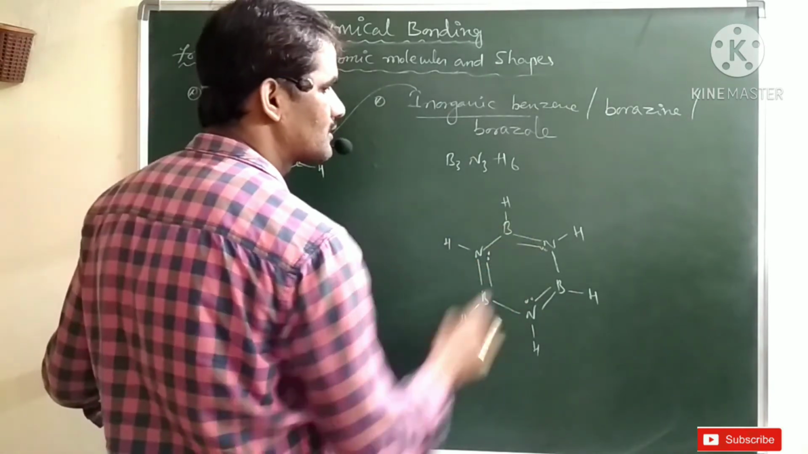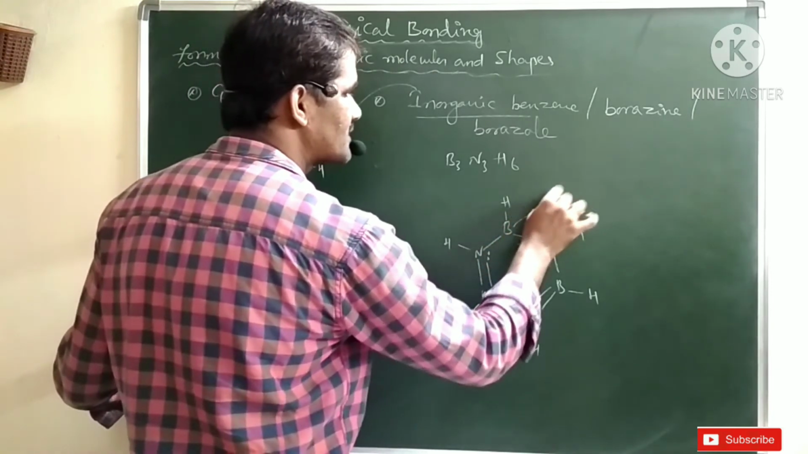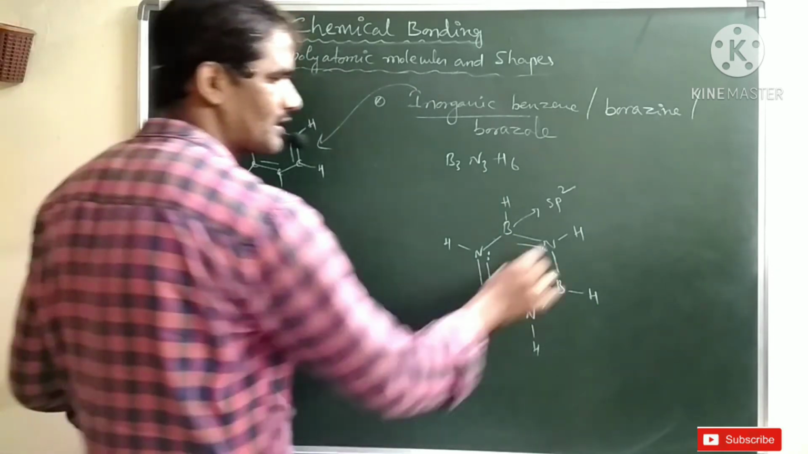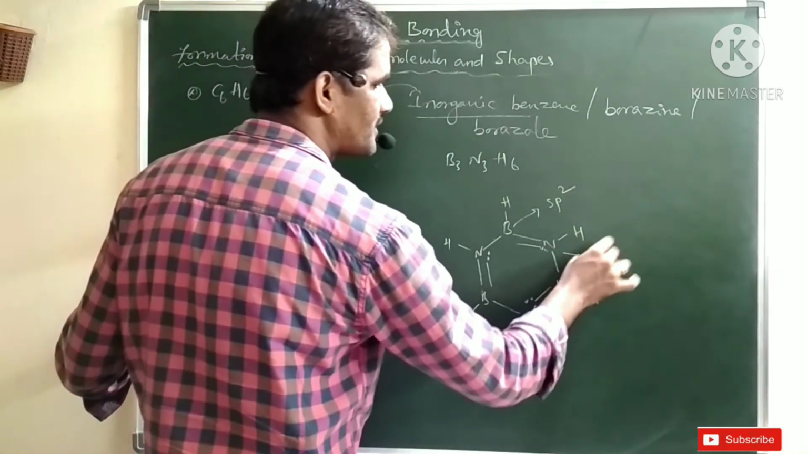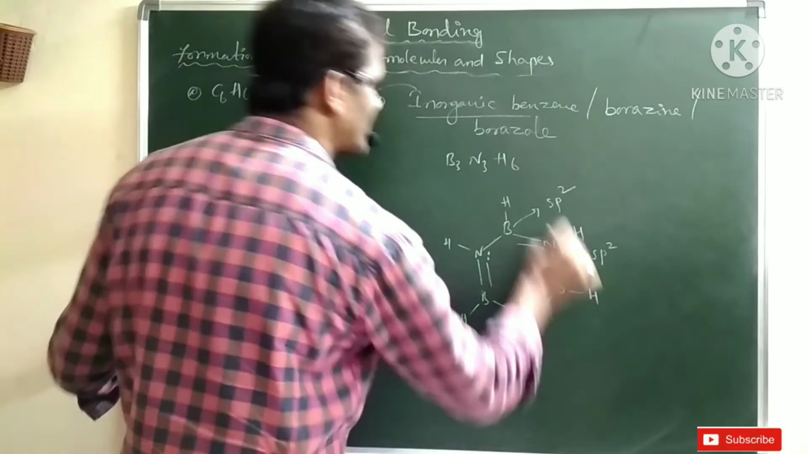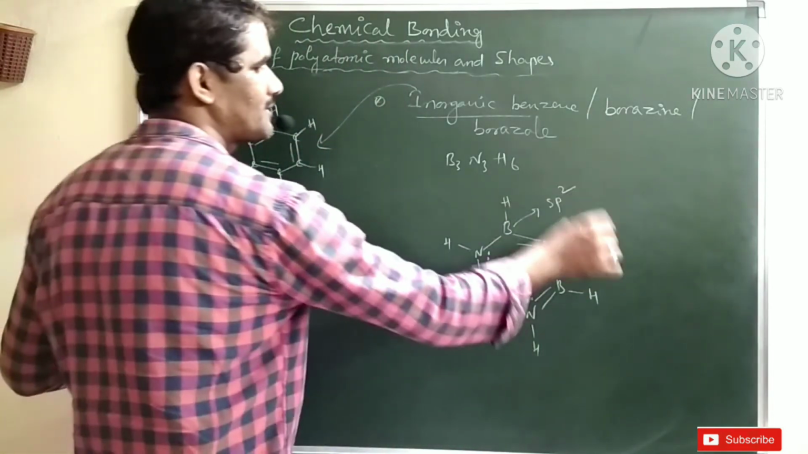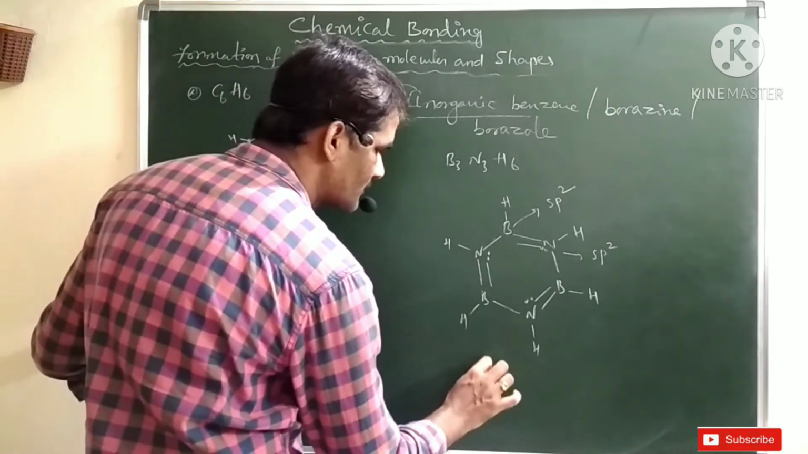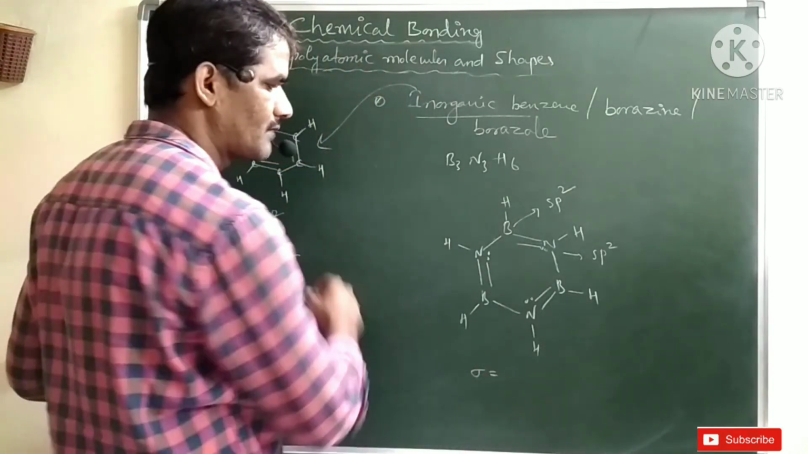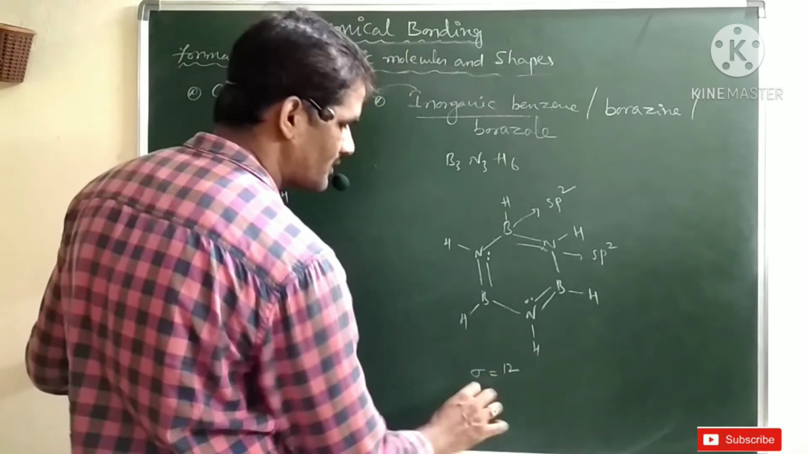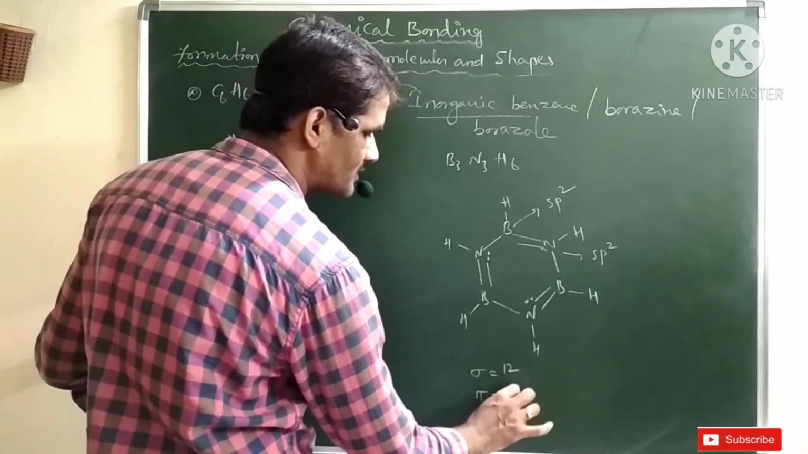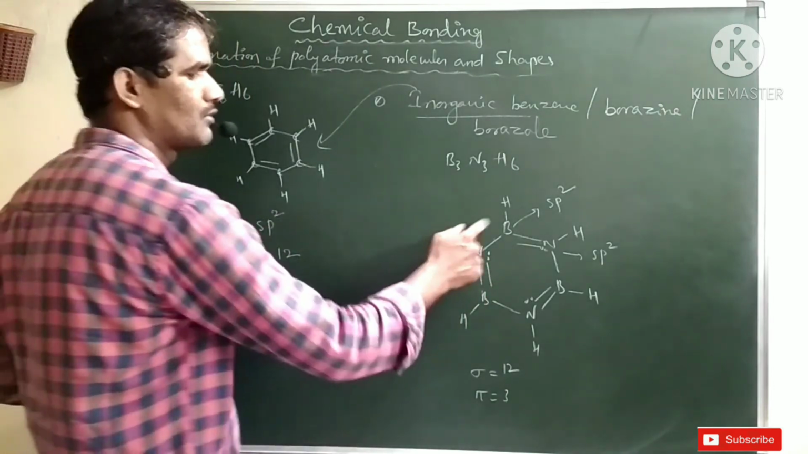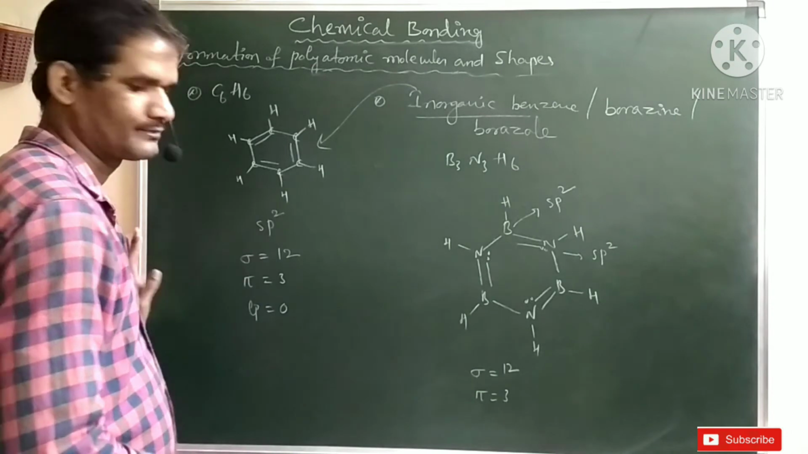Now again, the boron hybridization here is sp2. Why? Because it has 3 sigma bonds. Similarly, nitrogen also has sp2 hybridization. So all atoms in the inorganic benzene are sp2 hybridized, like benzene. Again, total number of sigma bonds is the same as that one, 12 sigma bonds, and the total number of pi bonds is 3 pi bonds. But we have different types of atoms here: one is the boron and one is the nitrogen.